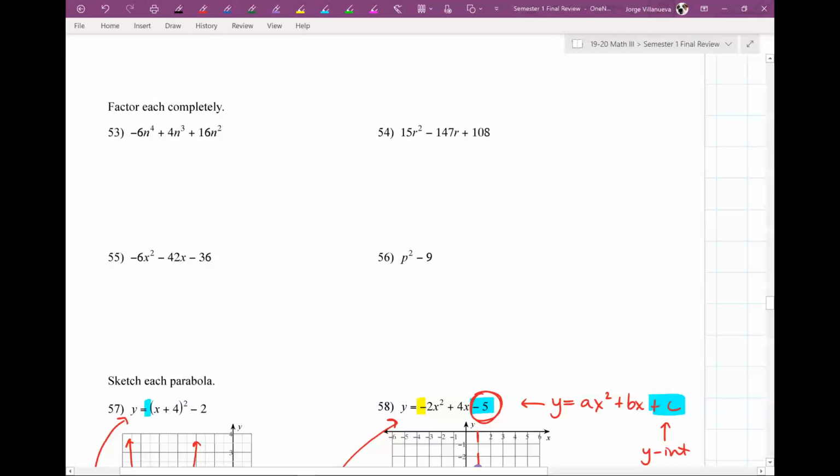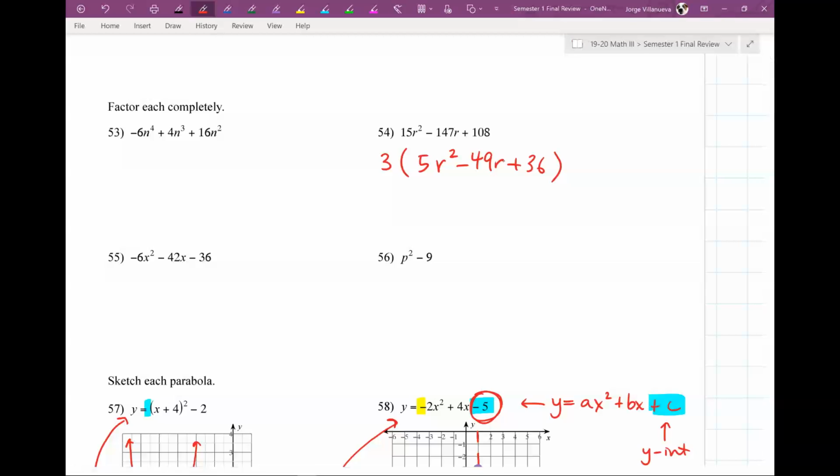147 divided by 6 does not work, but they all can be divided by 3. So I'm going to take a 3 out. This will be 5r squared minus 49r plus 108 divided by 3 is 36. Oh yes, thank you, 49r. All right, and that's as best as I can do it.